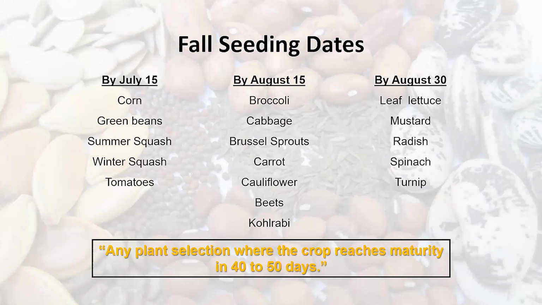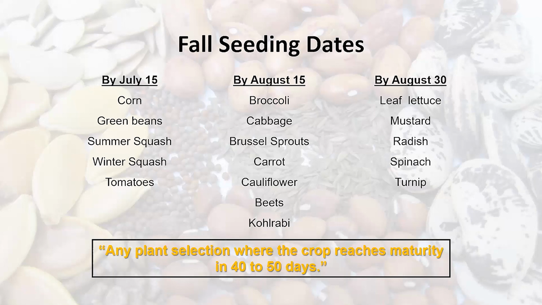So when we think about all those, we need to think about those fall seeding dates. So some of our warm season ones need to be by July 15th, whereas we can wait a little later for by August 15th for broccoli, cabbage, Brussels sprouts, carrots, cauliflower, beets, kohlrabi. And then even later, the end of August for leaf lettuce, mustard, radishes, spinach, and turnips.